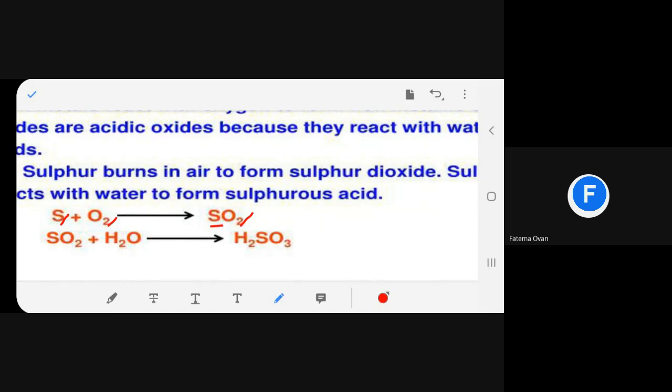Yes, ma'am. Now let's take this one. Sulfur is 1, sulfur is 1. Right, beta? How many oxygen? 2 plus 1, 3. How many oxygen? 3. Is it clear or not? So sulfur is done, oxygen is done. Now what is remaining? Hydrogen 2. Hydrogen 2. Is it clear? It is balanced.